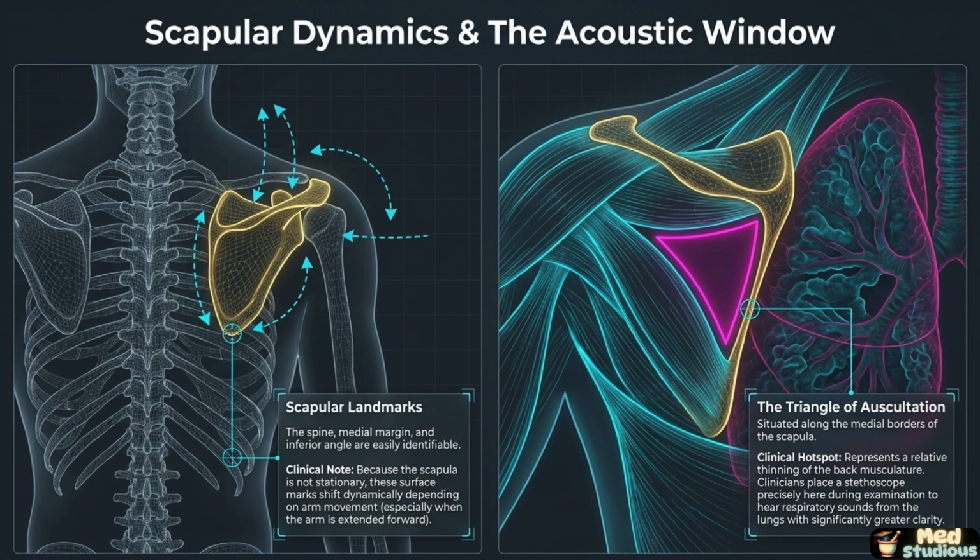Between the medial scapular border, the lower trapezius, and the latissimus dorsi lies a region known as the triangle of auscultation, a zone where the back musculature thins significantly, creating an acoustic window directly over the posterior thorax. Clinicians position the stethoscope precisely here to hear respiratory sounds from the lungs with significantly greater clarity than anywhere else on the back of the body.